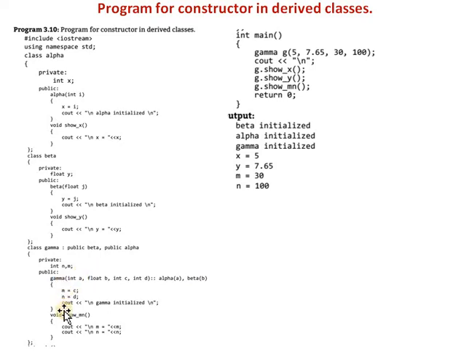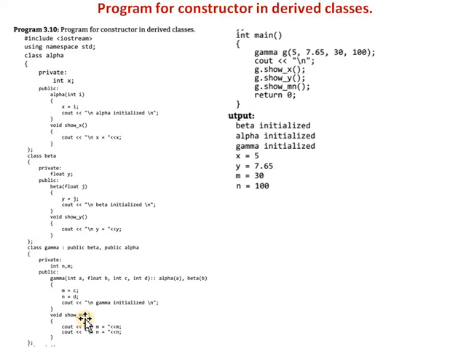And in the gamma constructor, we are assigning the formal values c and d to the actual data members of the gamma class, that is n and m. Then the message is displayed: gamma initialized. And there is one member function present in the gamma class, showmn.